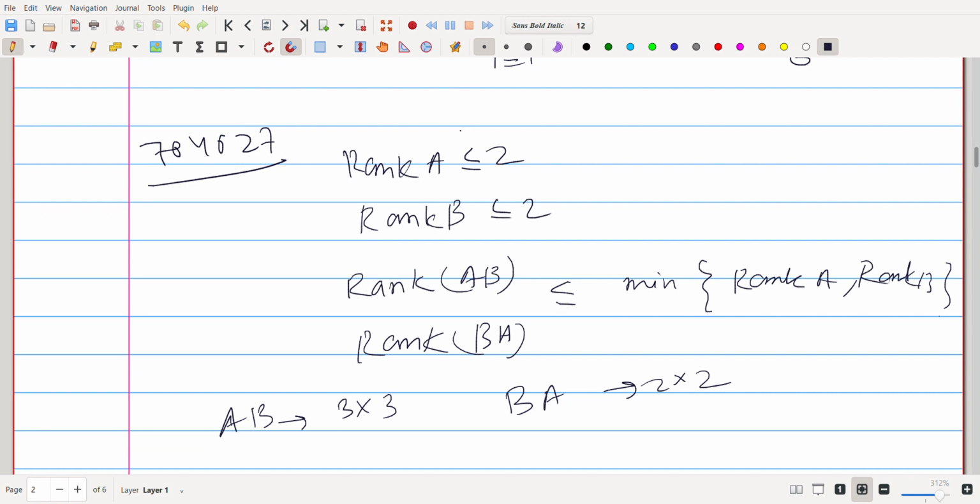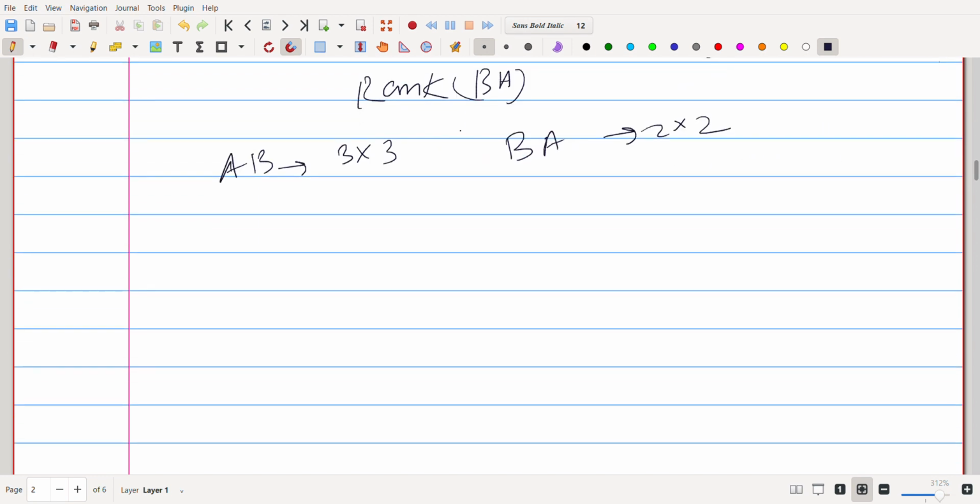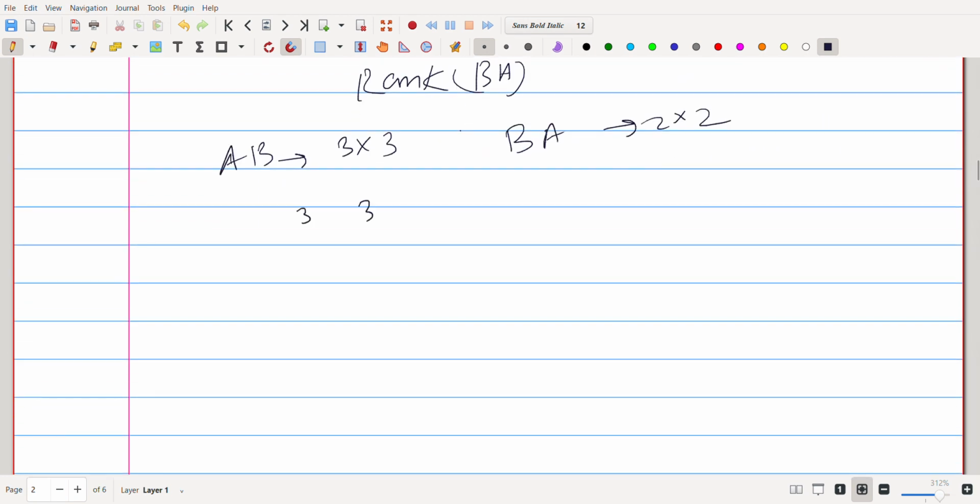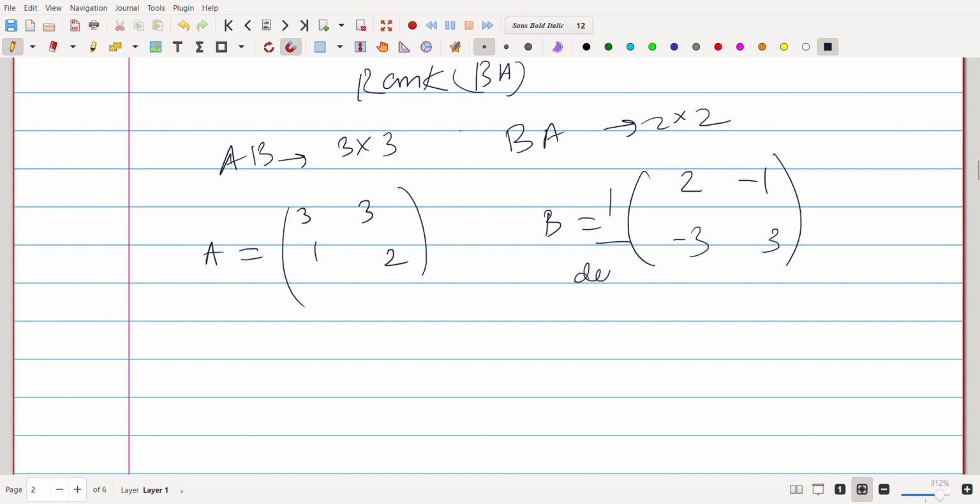Okay. Next, A is a real matrix, 3 3 1 2, and if B is its inverse, then B has to be 2, minus 1, minus 3, 3, times 1 by the determinant of A. What is the determinant of A? It is 3. So 1 by 3 times 2, minus 1, minus 3, 3. So B doesn't have integer entries. That means the second one is also false.